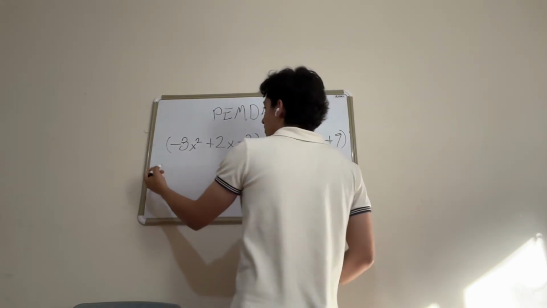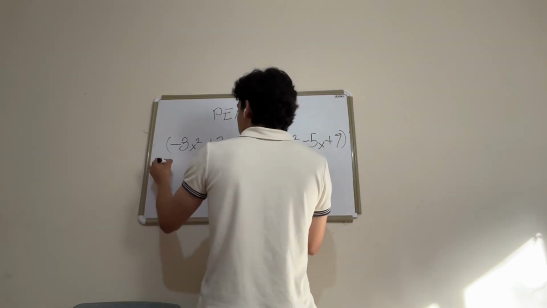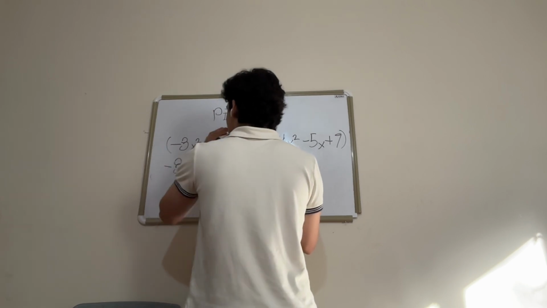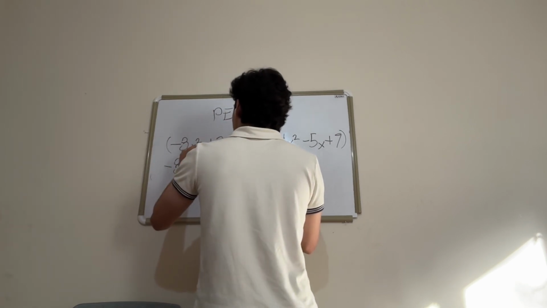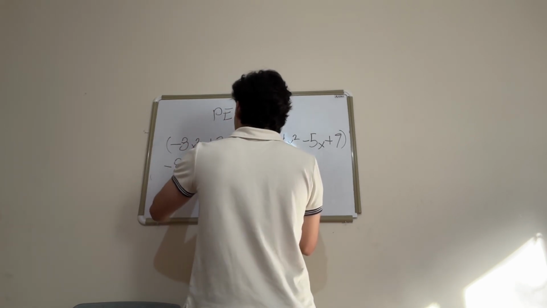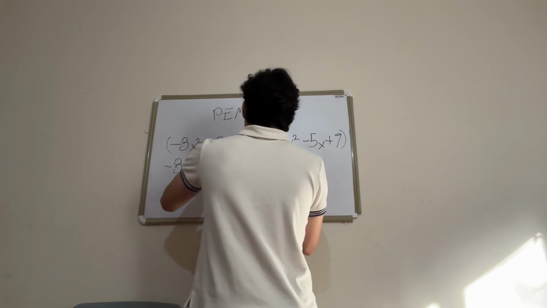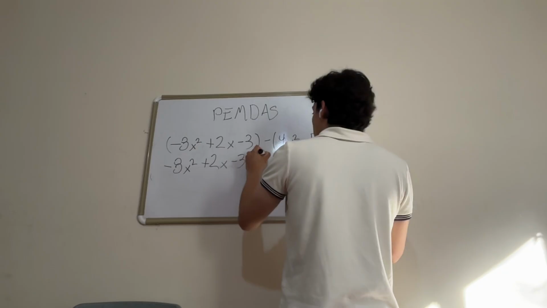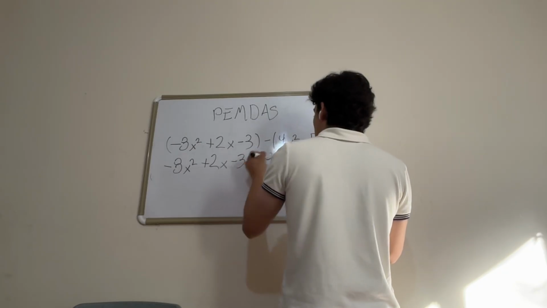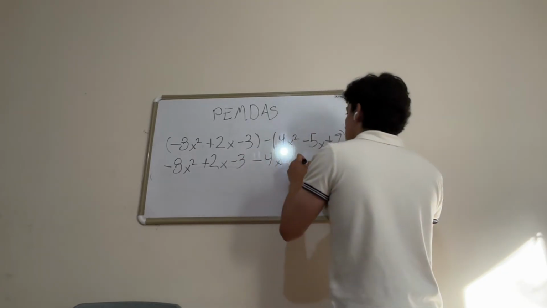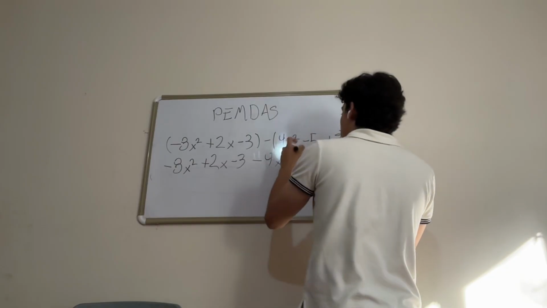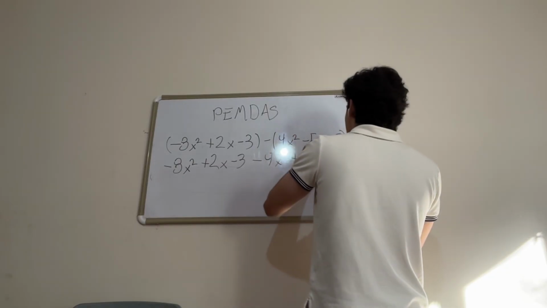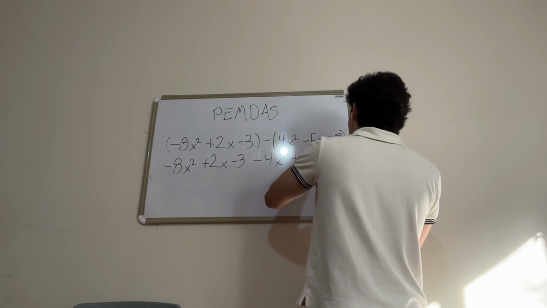Let's go. This one is gonna be the same. Plus minus minus 8x squared. Plus and plus is the same, plus 2x. Plus minus minus 3. And here's where it's gonna be the change. Minus and plus is minus 4. The previous one was plus. Minus times minus is plus, plus 5x, and then minus and plus is minus 7.